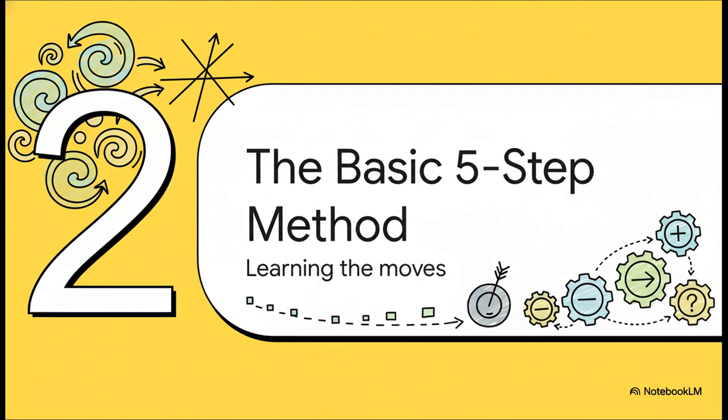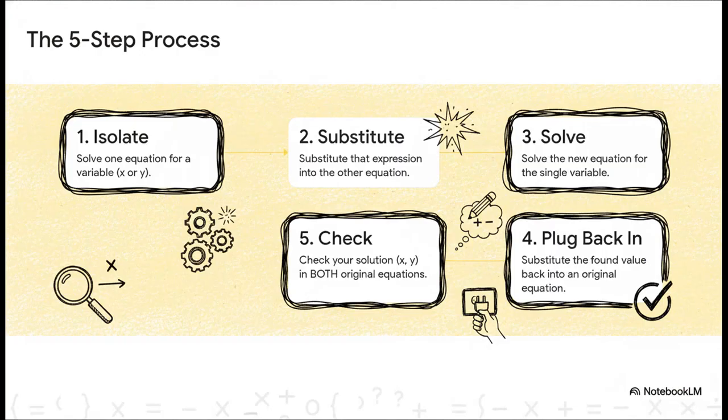There's a basic 5-step method, kind of like a combo move, that's going to let us solve tons of these problems. Let's break it down step by step. Okay, here it is, our 5-step process. First, you get one variable all by itself in one of the equations. Second, you do the big move. You substitute that expression into the other equation. Third, you solve that new, simpler equation. Fourth, you take that answer and plug it back in to find the second variable. And finally, and this is super important, you check your answer to make sure everything works out.